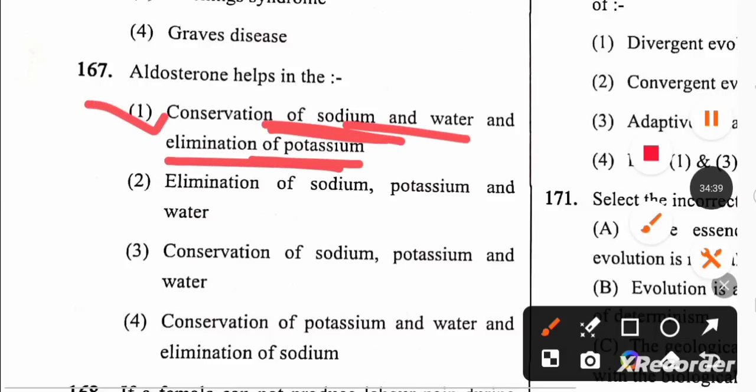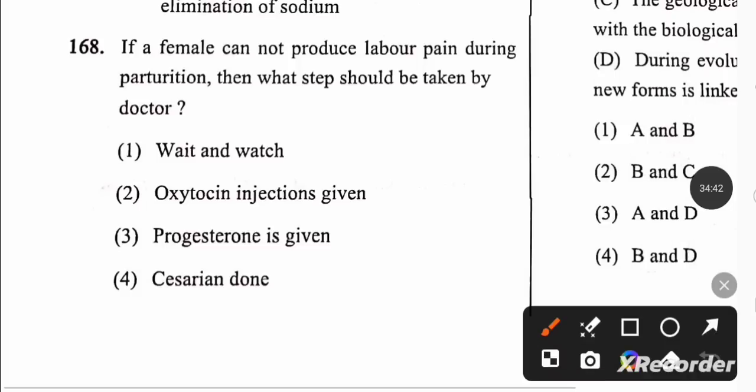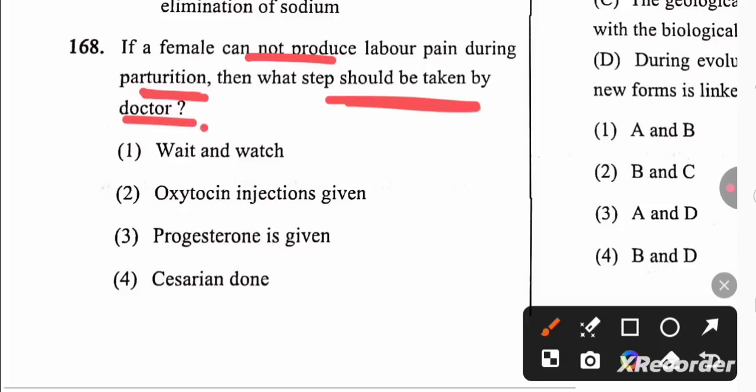In a female, if she cannot produce labor pain during parturition, during delivery, then what steps should be taken by the doctor? So the doctor will inject oxytocin hormone to bring the contraction of the uterine wall.